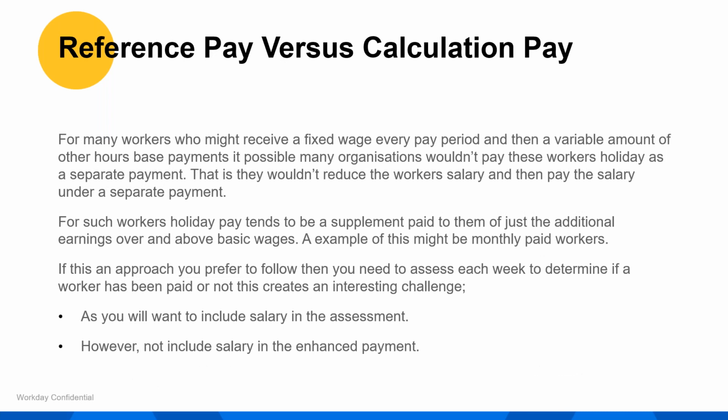So, reference period versus calculation pay. For many workers who might receive a fixed wage every pay period, so again touching back onto our monthly workers here, and then a variable amount of other hours-based payments, it's possible many organisations wouldn't pay these workers holiday as a separate payment. So again, I'm going on holiday for 2 weeks. In a monthly payroll, you may not stop my pay for 2 weeks and then pay it under a separate earning as holiday. You probably just pay me my monthly salary. So they wouldn't receive this reduction in salary, as I mentioned, and a separate payment.